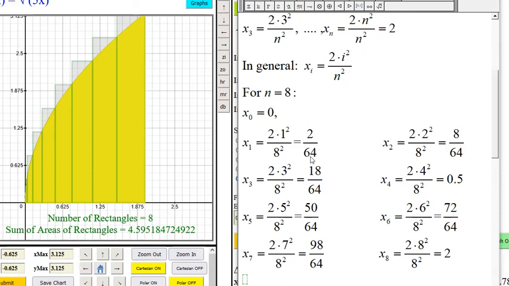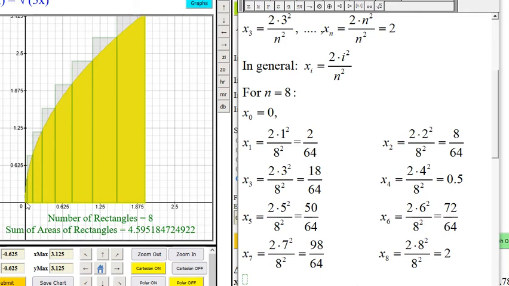And n squared would be 64. So x of 1, this value right here, would be 2 over 64. And then x of 2 would be 8 over 64. And then x of 3 is 18 over 64. And then this right here, x of 4 would be 0.5. And then x of 5 is 50 over 64. And then x of 6 is 72 over 64. And then x of 7 would be 98 over 64. And then the last one, x of 8, must be 2.